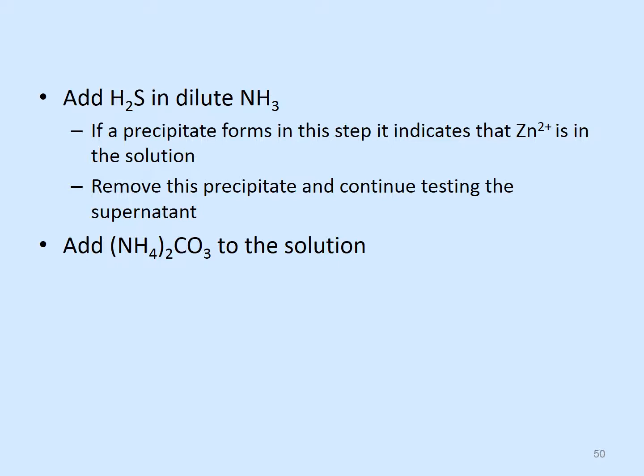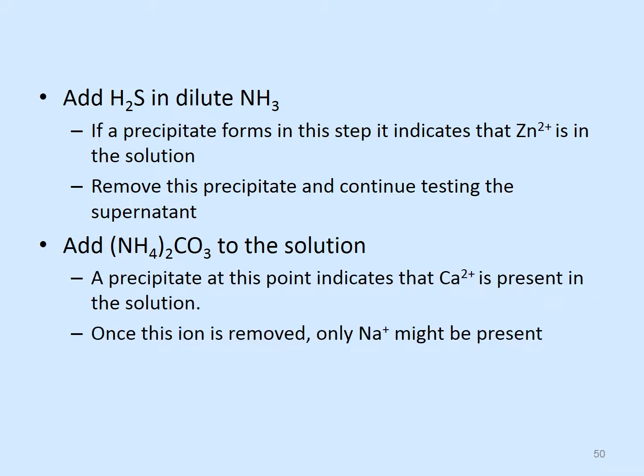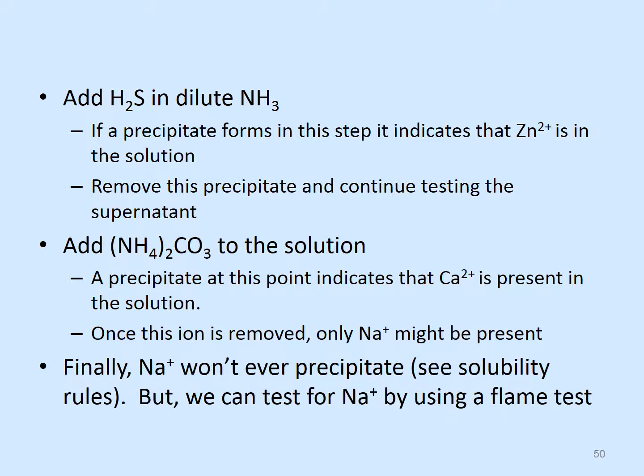Add the (NH4)2CO3 to the solution. If a precipitate forms at this point, then you know you have calcium. If it doesn't precipitate, you don't have calcium. Once you remove that, the only possible ion that might be present is sodium, and unfortunately we can't ever precipitate sodium because if we remember our solubility rules, sodium will never precipitate, but there are other ways to test for sodium by using a flame test or something like that. So anyway, you're going to do something similar to this in lab, which is the reason why I put it in this slideshow.